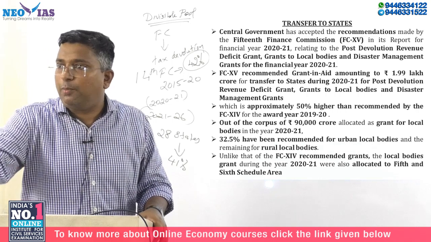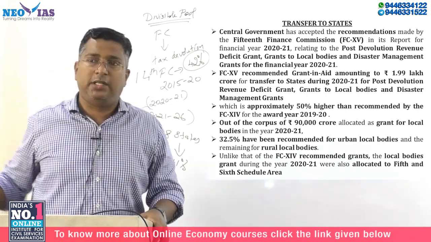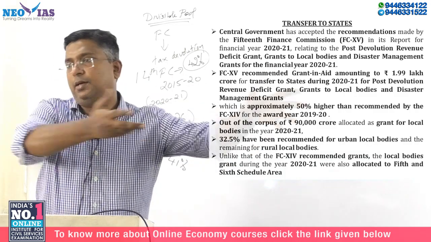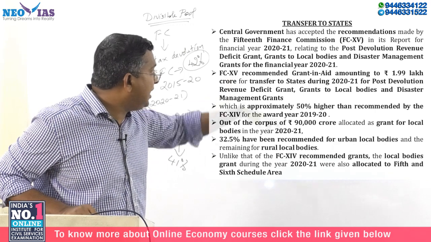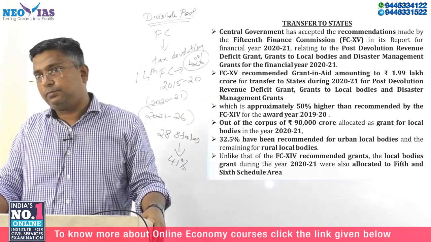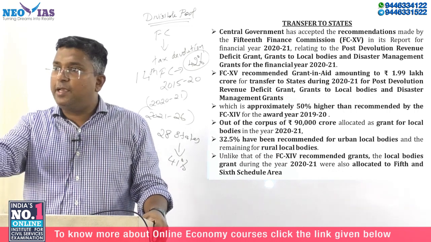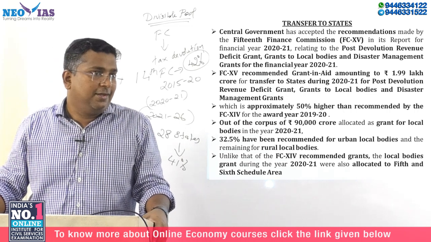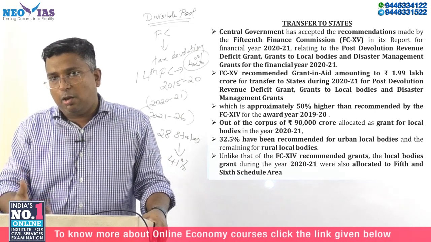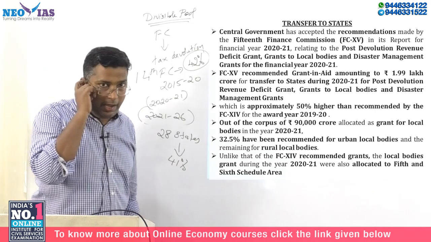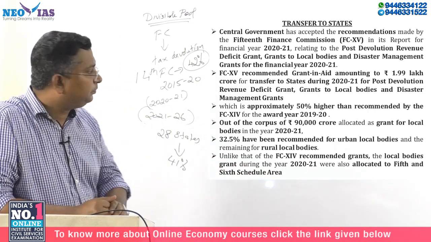Then grant to local bodies. Grant for local bodies, that is for urban local bodies as well as for rural local bodies. That is Panchayats and municipalities, etc., all the municipal bodies. Then disaster management grant. So the economic survey is explicitly talking about 3 grants. So 1, 2, 3: disaster management grants, local body grants, and post-devolution revenue deficit grant.